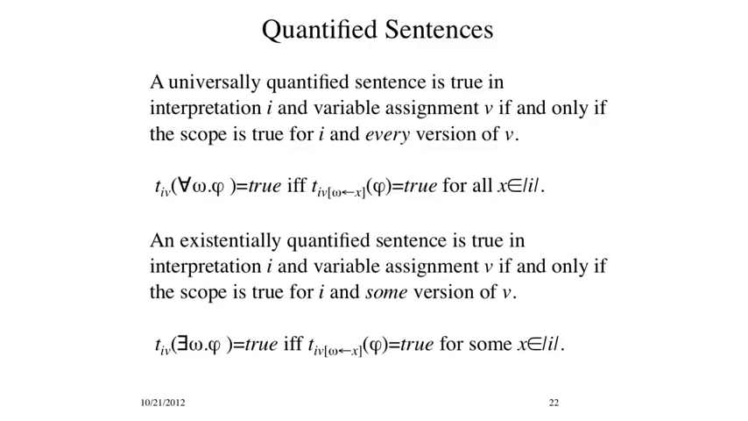Okay, now, with this notation, we can finally formalize the semantics of quantified sentences. An interpretation I and a variable assignment v satisfy a universally quantified sentence, for all ν φ, if and only if I and v satisfy φ for all versions of v that can be defined over the universe of discourse of I. And an interpretation I and a variable assignment v satisfy an existentially quantified sentence, there exists a ν φ, if and only if I and v satisfy φ for at least one version of v that can be defined over the universe of I.